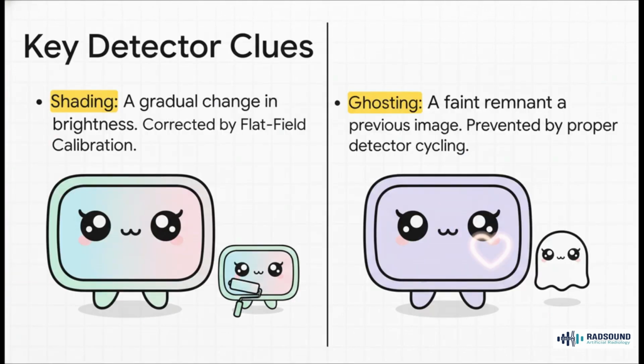Two other big ones from the detector are shading and ghosting. Shading is just a slow, gradual change in brightness across the image that gets fixed by something called flat field calibration. And ghosting? Well, it's literally the ghost of a previous image that's still lingering on the detector. Each one tells its own unique physics story and has its own specific solution.